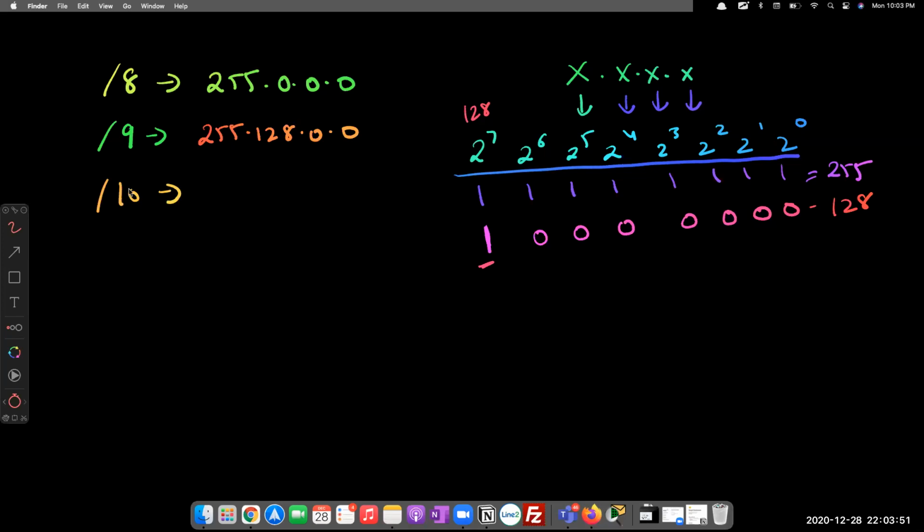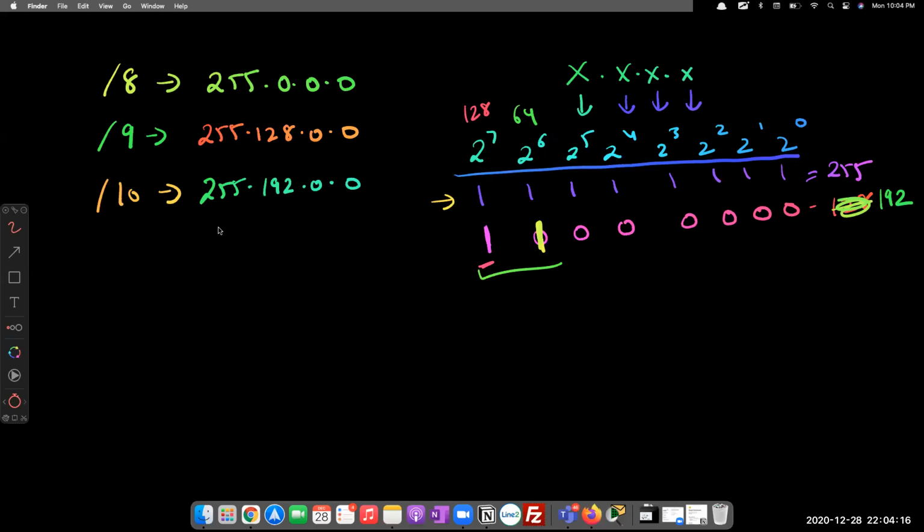So when we solve for 10, that means 8 covers the first block, and here we need to add 1 more. So this is 255, and just add these two values, 128 plus 64, that comes to 192. So in here we are going to get 255.192.0.0.